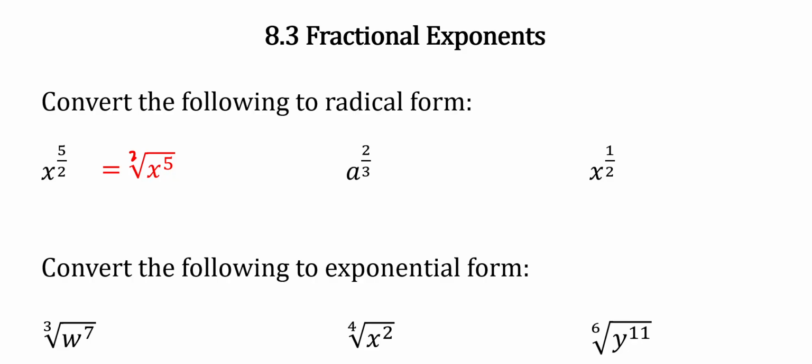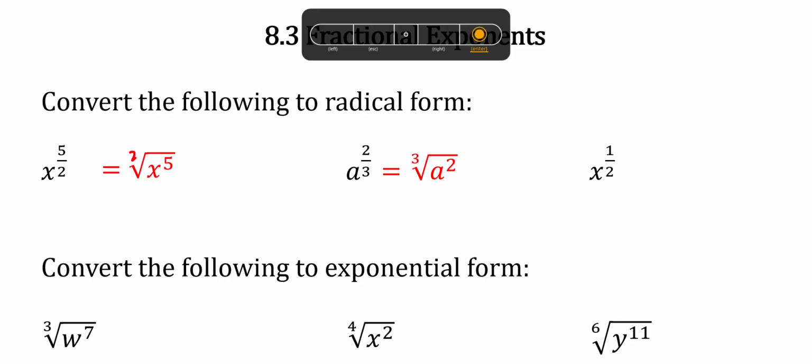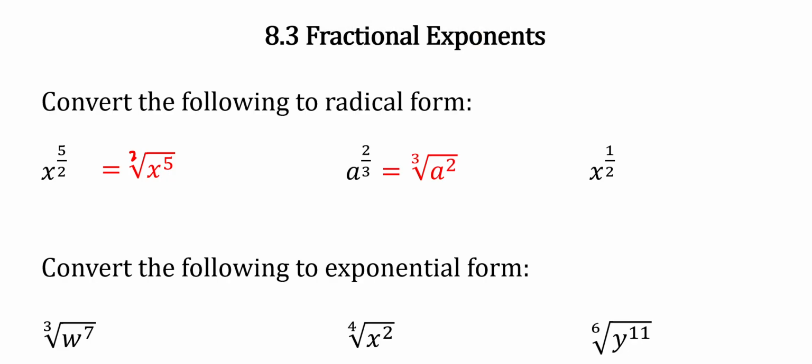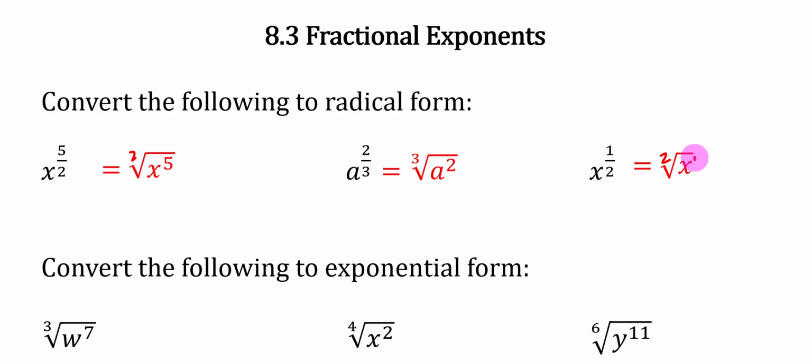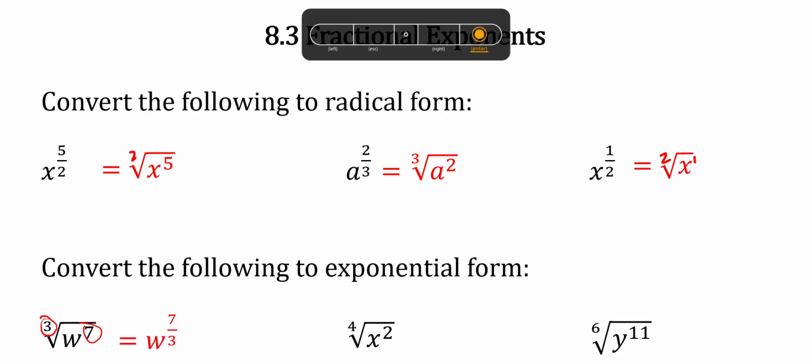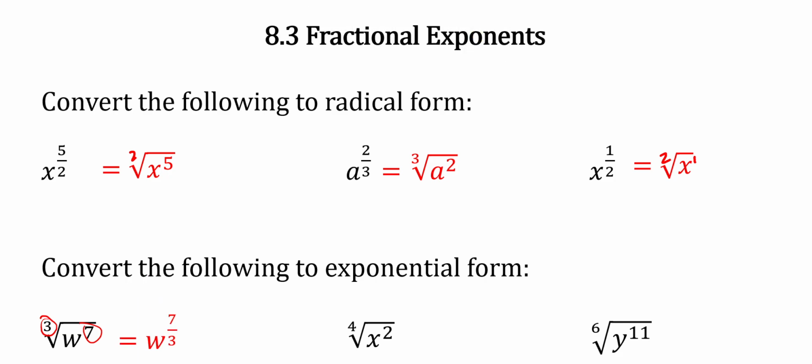Okay, so a to the 2 over 3 is the cube root of a squared. X to the 1/2 is simply the square root of x, because there is a 2 there and a 1 there that we just don't write. So let's go the other direction. This will become the denominator, and this will stay there. So it's w to the 7 over 3. You try the next two, please.